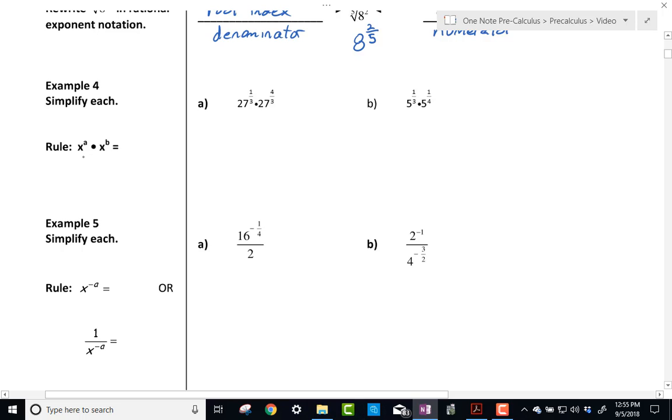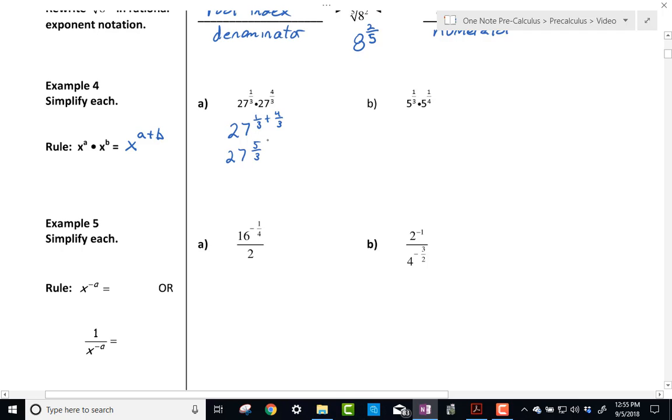All right, so the rule here is if the bases are the same, then I can add the exponents. So from the front side, this would be x to the a plus b. I can't combine those because they're not like terms. So I have two bases, 27 and 27. All right, they're being multiplied. That means I can add the exponents. So this is 27 to the 1/3 plus 4/3. Let's add the exponents. They already have common denominators, so I get 27 to the 5/3 power.